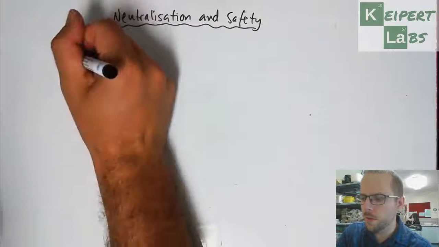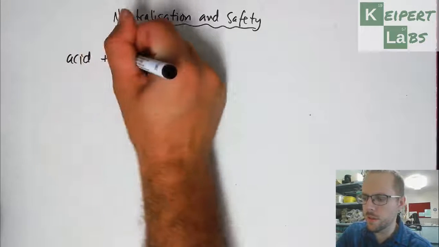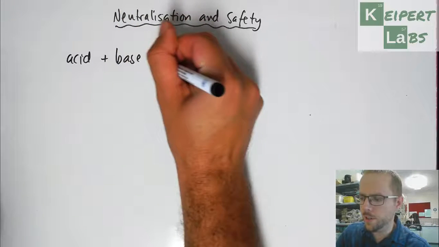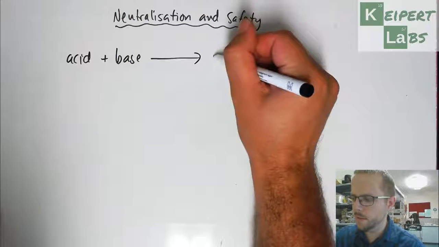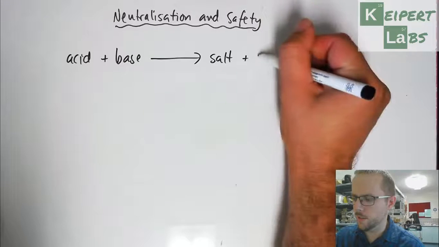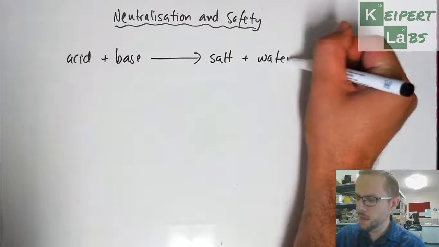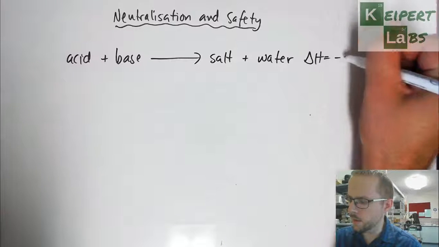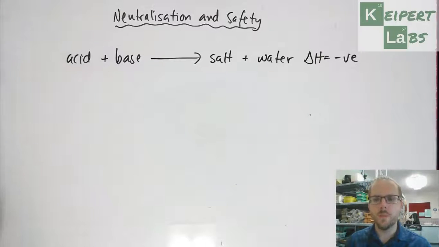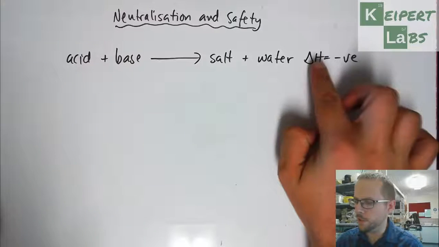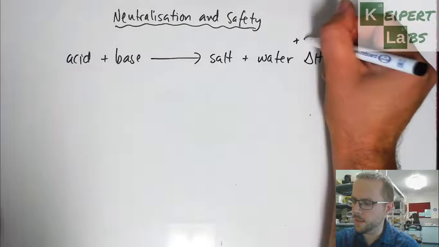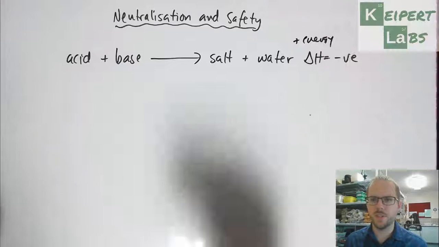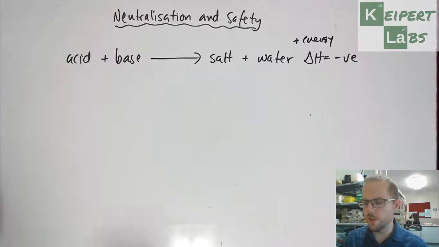Okay, so remember that in the past we've talked about how a neutralisation reaction is an acid plus a base producing a salt plus water. And we've also talked about how it's an exothermic reaction, that delta H is a negative value. That is, we could write plus energy over on this side to show that.